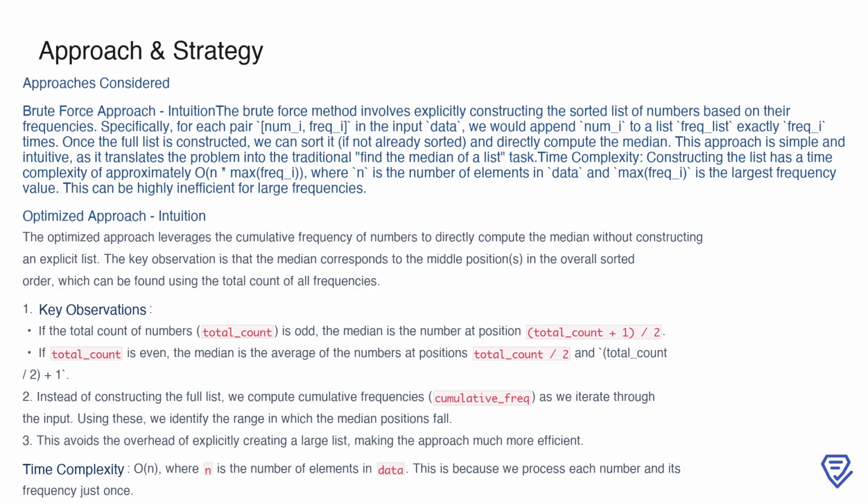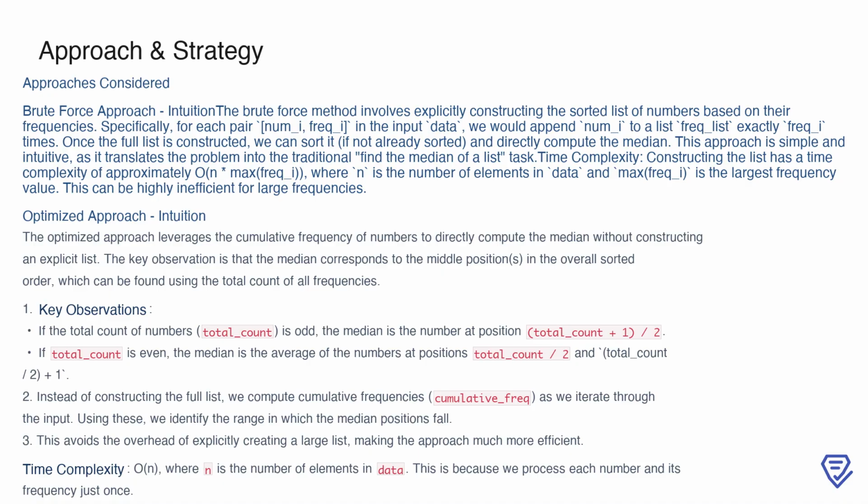standard methods. While this approach is intuitive, its major downside is inefficiency. Constructing the list has a time complexity proportional to the total number of elements generated, which can be enormous if even one number has a very high frequency. This makes it impractical for large datasets.